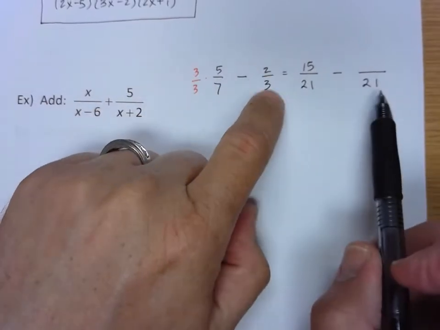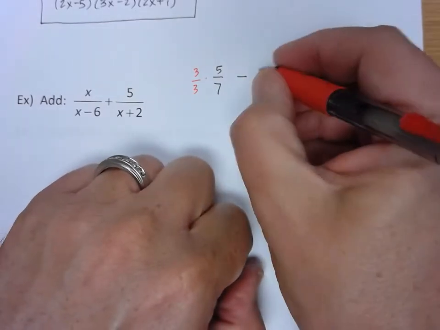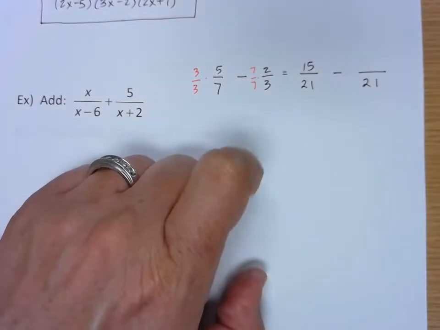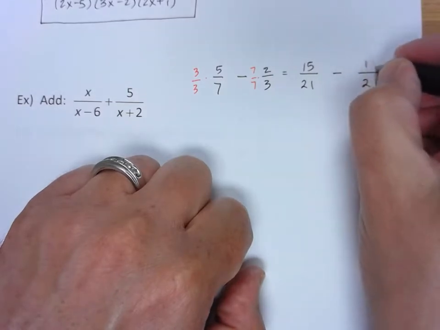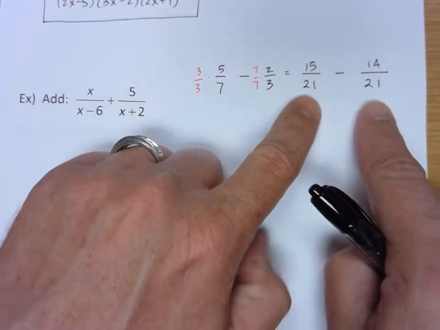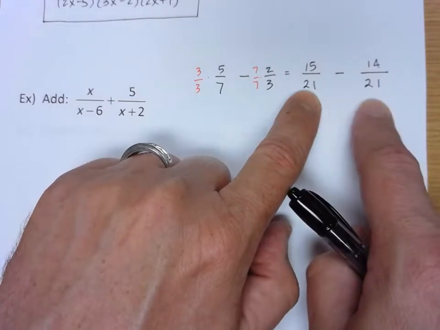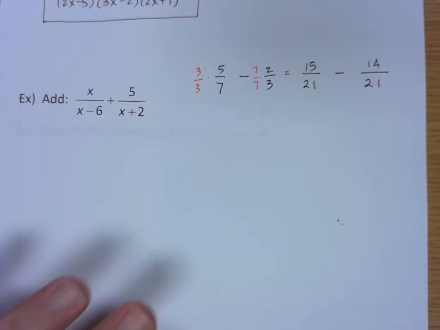Same idea with this one. To get this denominator to become a 21, I had to multiply the bottom by 7. So you have to multiply the old numerator by 7 as well. So the top 2 gets multiplied by 7 and becomes 14. So this is still the same calculation. This is still 5/7 minus 2/3. I've just rewritten them as equivalent fractions so that they have matching denominators.